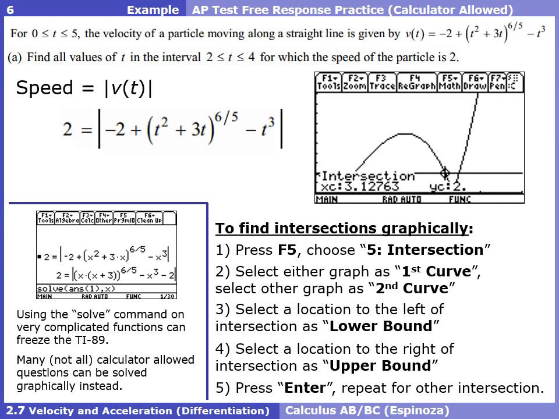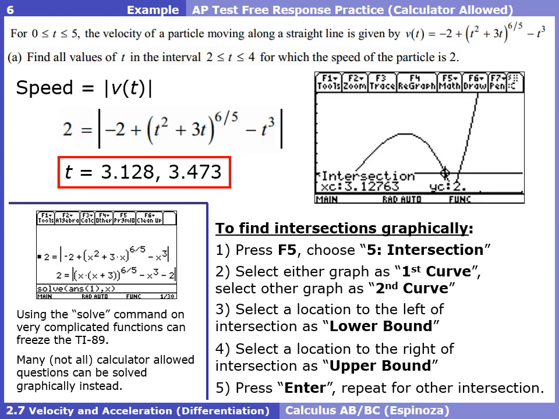In the case of this first intersection, we get 3.12763, but we're just going to keep 3 decimal places, so 3.128. If you repeat the steps to find the intersection point over here, you'll find that that's 3.473.